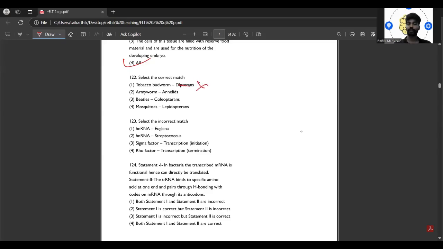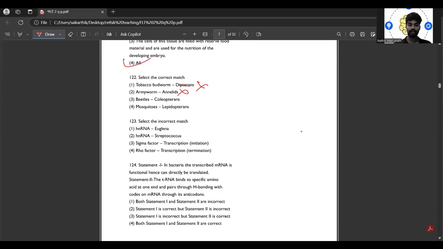It comes under the Lepidopterans, right? Because it is a type of Lepidopteran, that comes under the order of insects that includes butterflies and moths. Then we have the army worm, which again comes under insects. So they are also Lepidopterans. This is also wrong. Then we have the beetles.